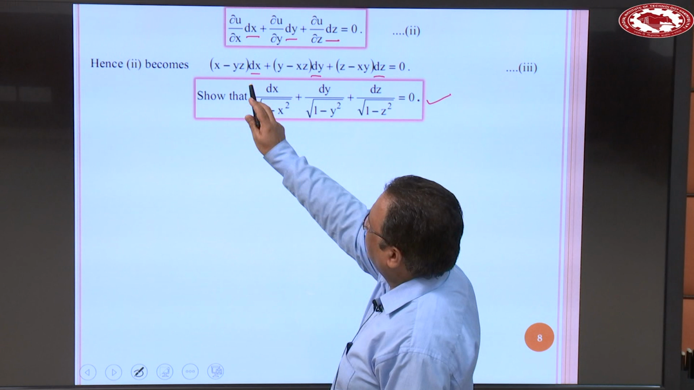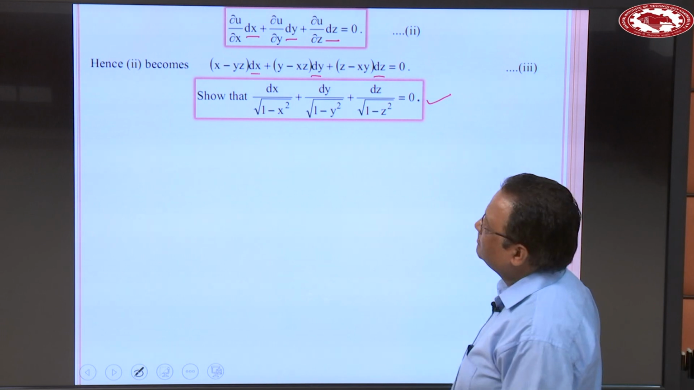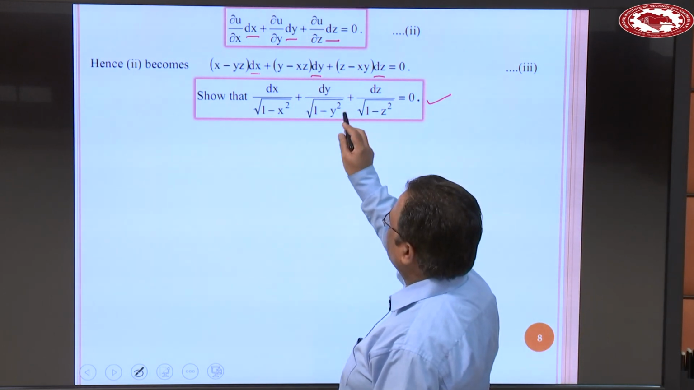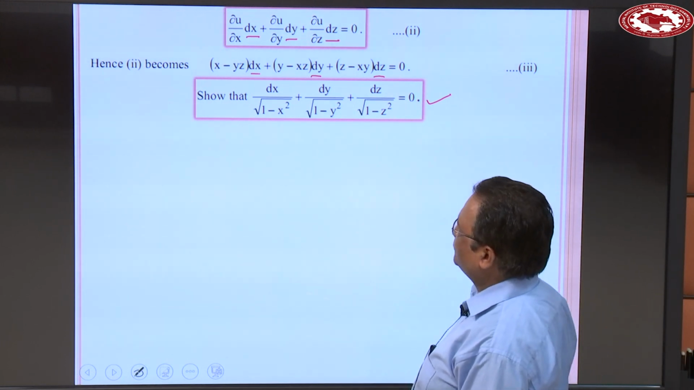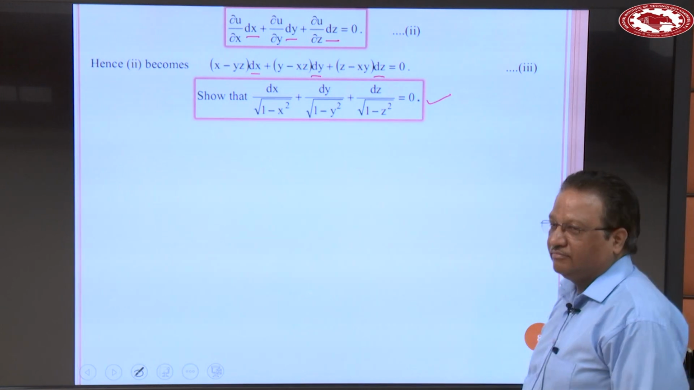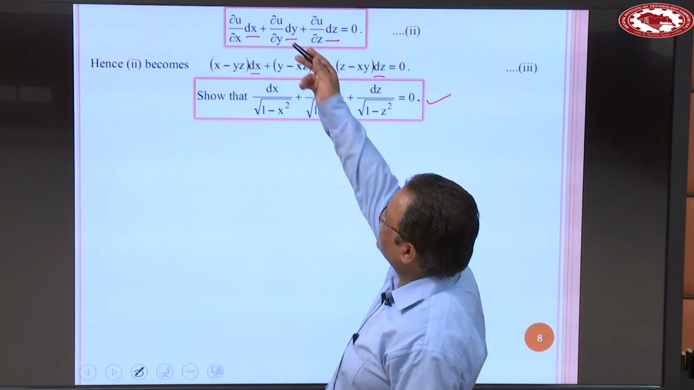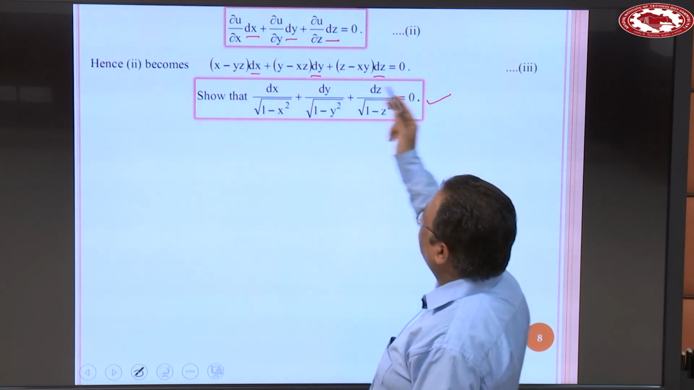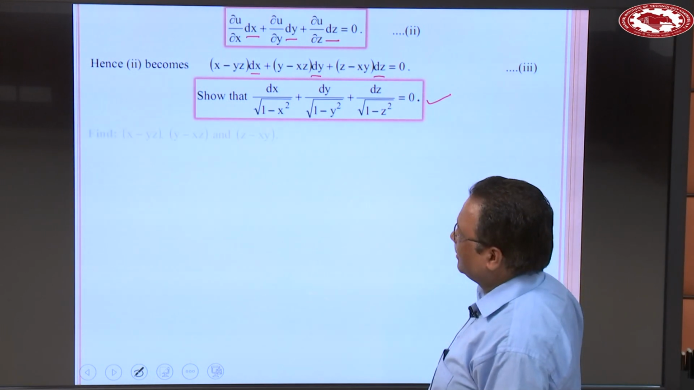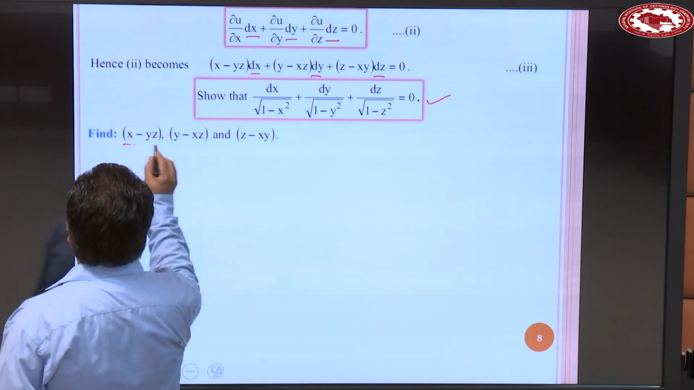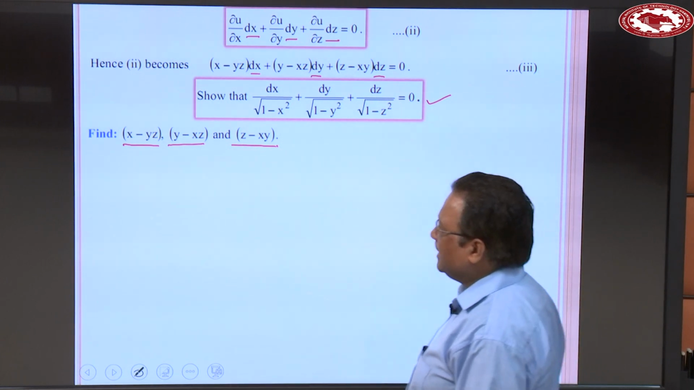So, this means x − yz is 1 over √(1 − x²), y − xz is 1 over √(1 − y²), z − xy is 1 over √(1 − z²). How can we evaluate this result? First, you have to evaluate ∂u/∂x, ∂u/∂y, ∂u/∂z, and substitute, you will get this result. Okay? And then how can we evaluate this required formula? So, find these three results: x − yz, y − xz and z − xy.